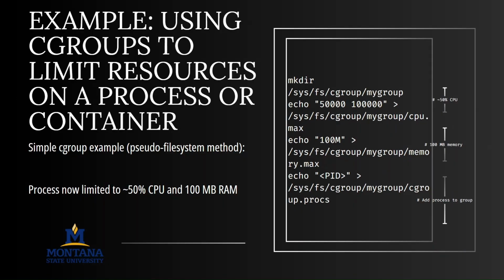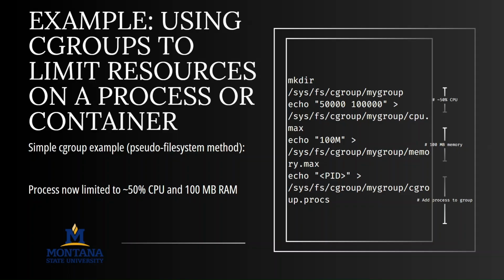So here's a simplified example of how you might manually create a cgroup and limit resources for a process. First, you make a directory under sysfs control cgroup, for example, my group, which is what's shown in this example. Then you write limit values. So for instance, writing 50,000 100,000 to CPU.max restricts CPU usage to roughly half of a core on a system where the period is 100,000 microseconds. Writing 100M to memory.max caps memory usage at 100 megabytes.